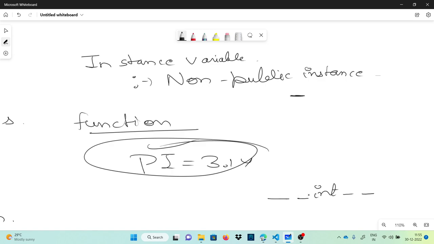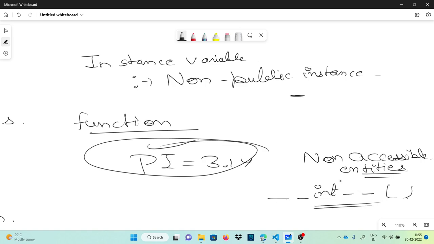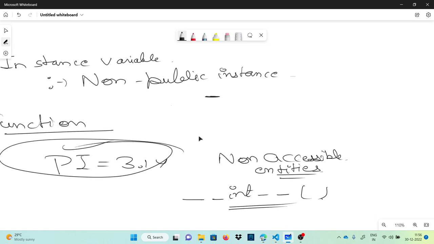Okay, so this is called non-accessible entities. Okay, so this is a function called by the class to initialize. This is a function called by the class. This is initializing, or acting as a constructor. So we'll talk regarding this later on. So this is all about some naming conventions to declare a variable name.